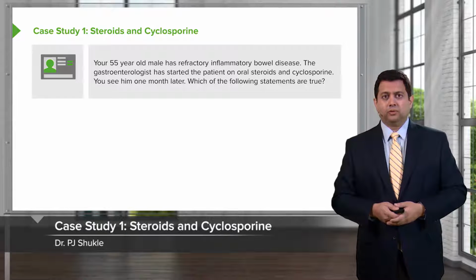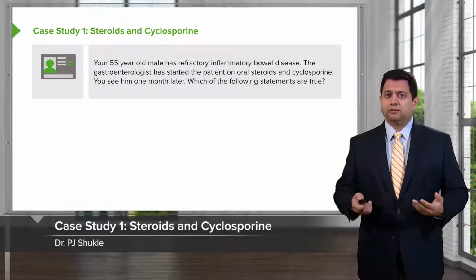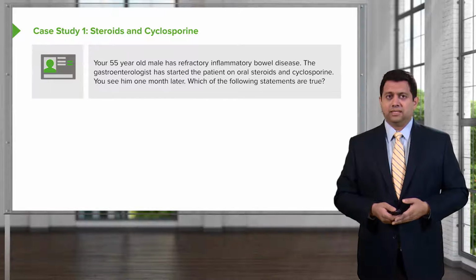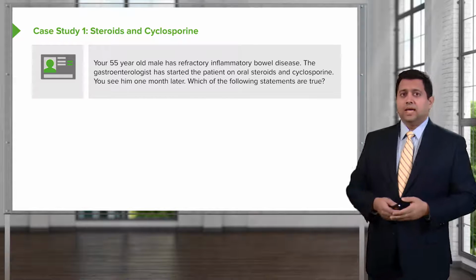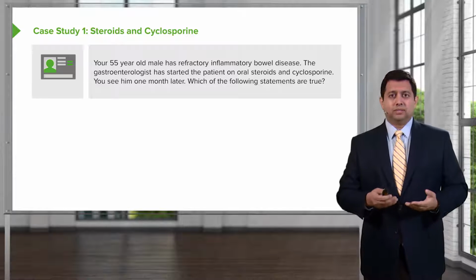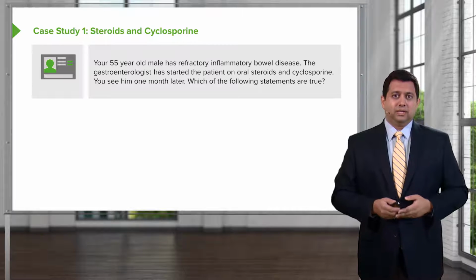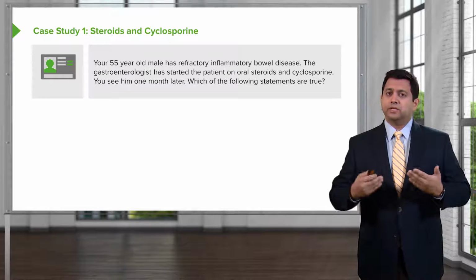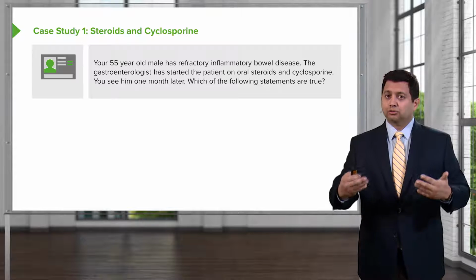Your 55-year-old male patient has refractory inflammatory bowel disease. The gastroenterologist has started the patient on oral steroids and cyclosporin. You saw him 1 month later. Which of the following statements are true?